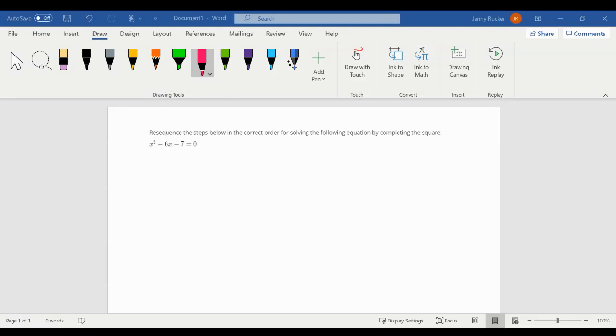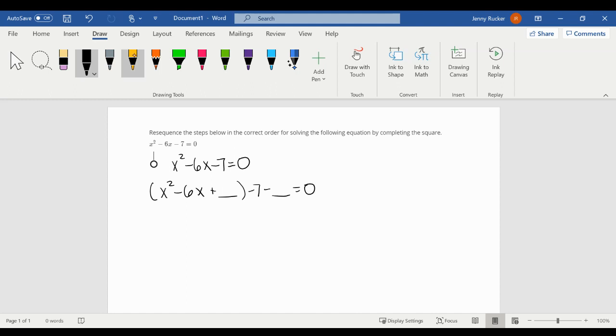In this problem, we are asked to resequence the steps to put them in the correct order to solve by completing the square. So we have our equation x squared minus 6x minus 7 equals 0. This is already in standard form and it's equal to 0, so we're ready to get going. We're going to first find our new c value and add that in and then subtract it. So that'll be our first step.